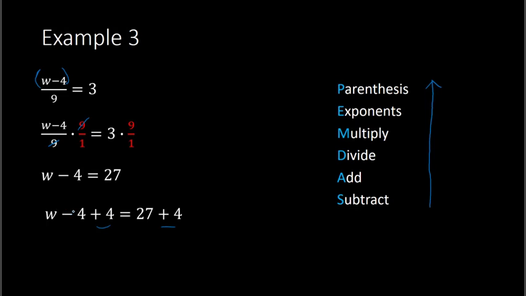On the left, the negative 4 plus 4 would cancel. That gives me 0. So I have w on the left, and on the right, I have 27 plus 4, which is 31. So my solution is 31.